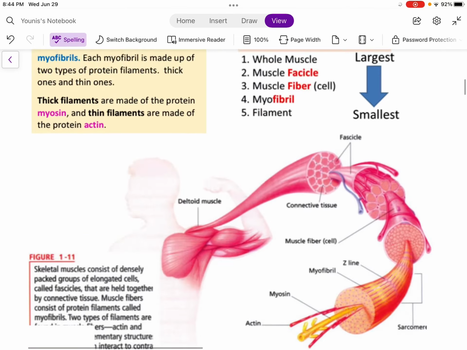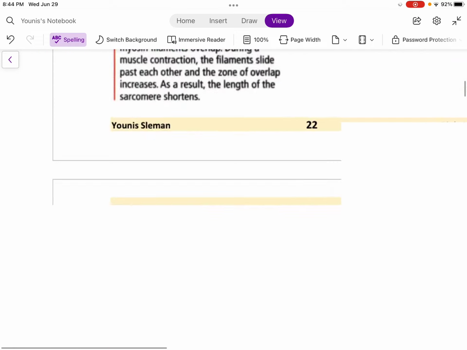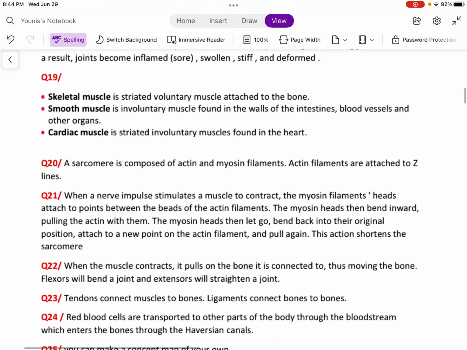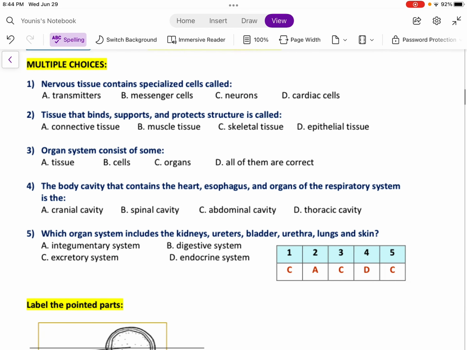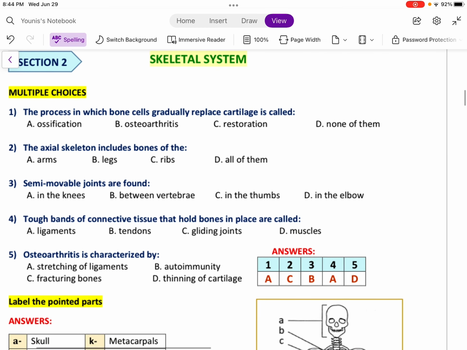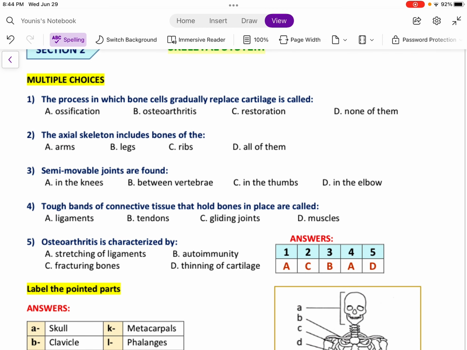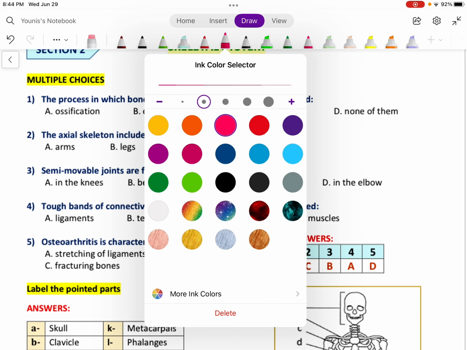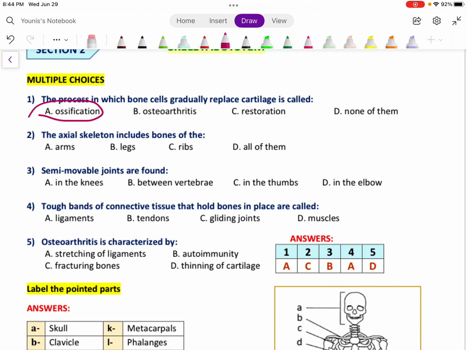If we just see some of the general examination questions, I know the time is limited. We already have explained too much, but we will try to focus on some. These are the questions from the workbook. One of them states the process in which bone cells gradually replace cartilage. You have the process of ossification, right? Okay, so the ossification. The axial skeleton includes bones of the ribs.